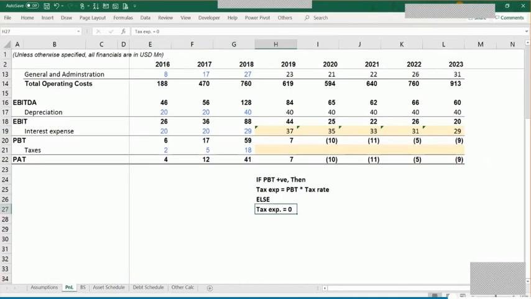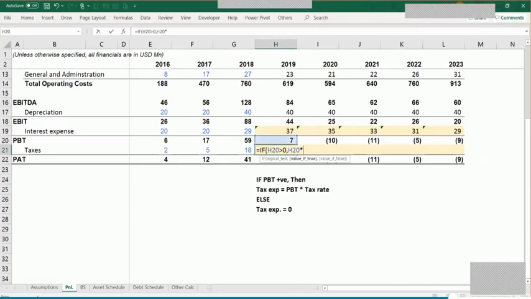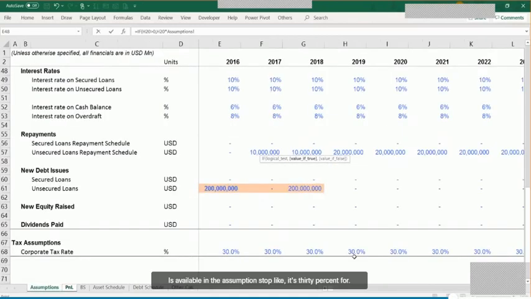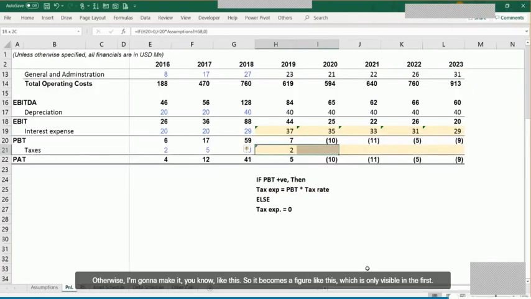In case it is positive, like a simple if function to say, is it positive? Yes. Then take this figure, multiply this with the tax rate, which is available in the assumptions tab, like it's 30% for 2019 given here. Otherwise, I'm going to make it 0 like this. So it becomes a figure like this, which is only visible in the first year when I have a profit.